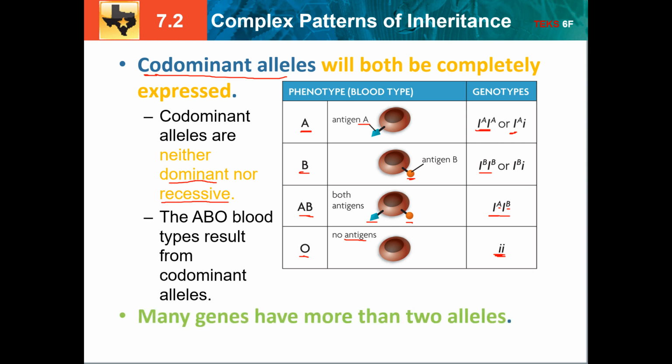Okay, then also related to blood typing is the idea that some genes are controlled by more than two alleles. So an allele is just a different version of a gene, okay? And so with blood typing, you actually have three different alleles that can come from one gene.